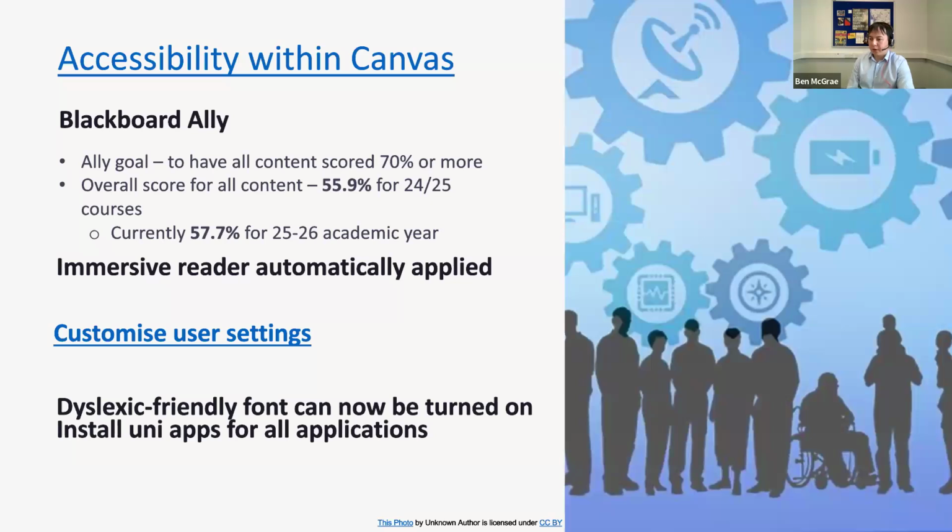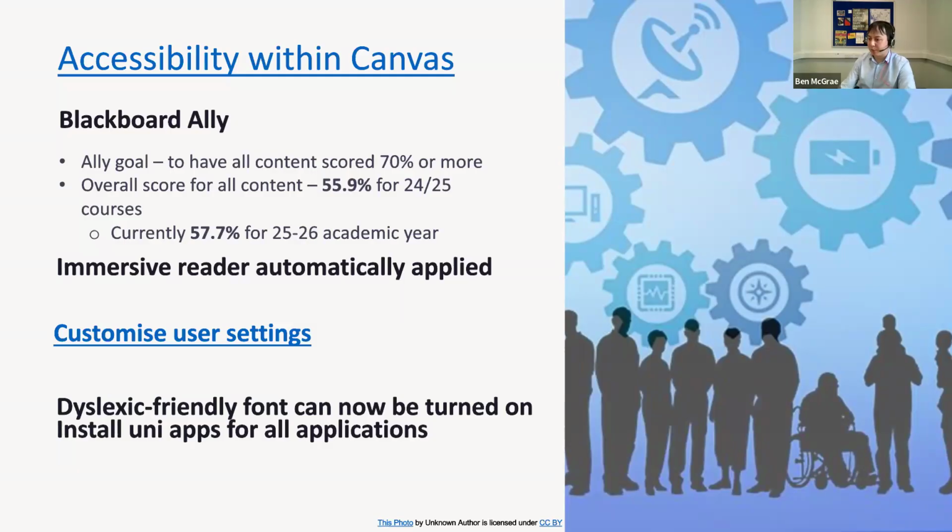I've highlighted here about user settings as well, because I don't think a lot of students and staff are aware that you can alter Canvas to have a certain look and feel. It can do things like highlight hyperlinks. If you're colorblind, it can change the color of the background. And the new feature is they've got a dyslexic font that can be applied on Canvas as well. It's just under the account button.